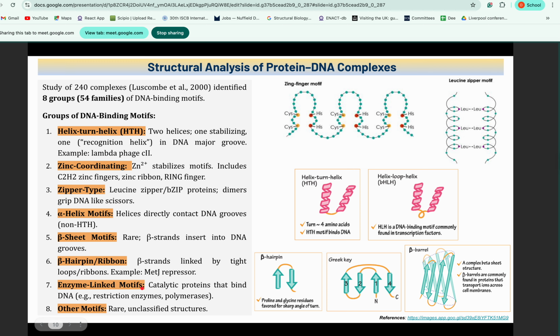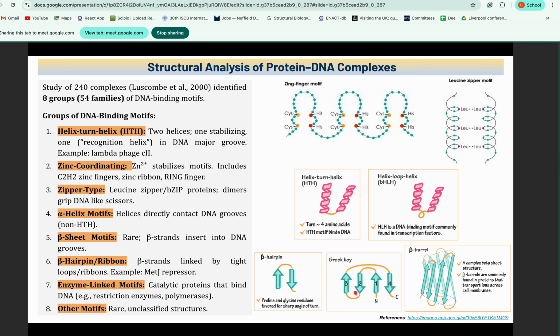Then enzyme linked motifs. These are the catalytic proteins that bind the DNA, such as restriction enzymes and polymerases. And then there are some other motifs which are unclassified structures, which could not be classified, but still they are present, and study is going on them.